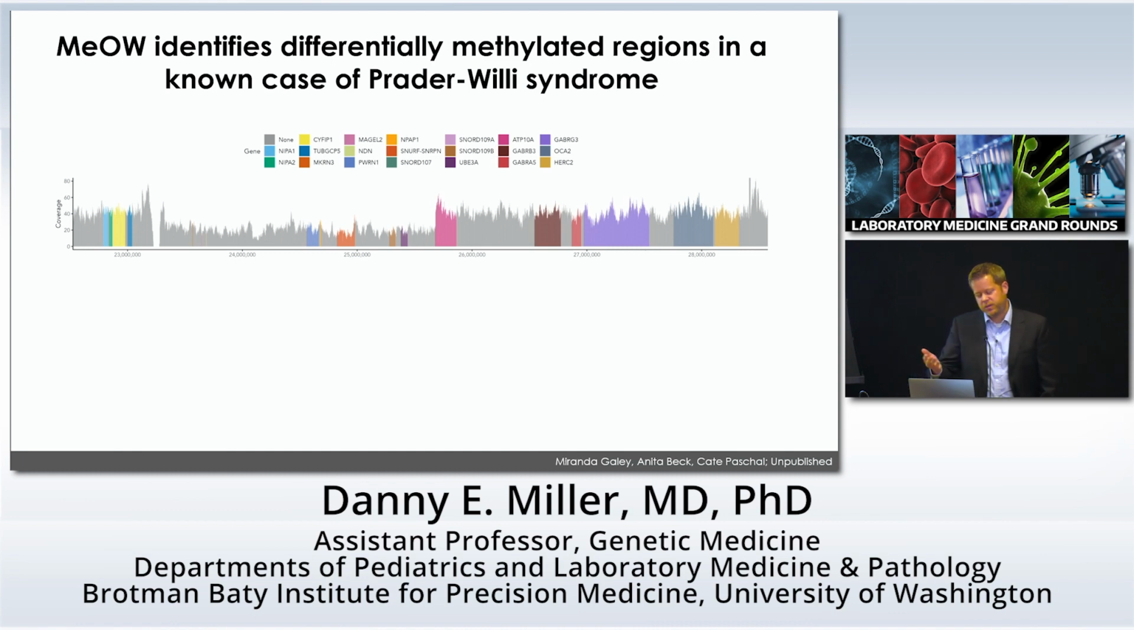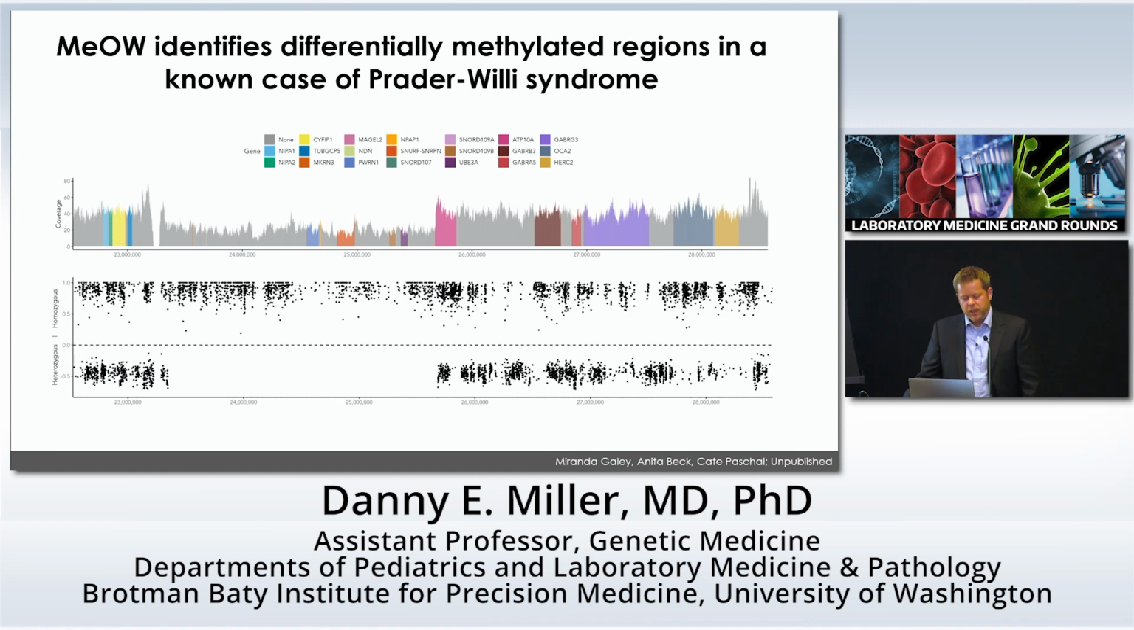So using the same data source, using long-read sequencing, you can get information about the polymorphisms as well. So we have homozygous polymorphisms here on top and heterozygous polymorphisms on the bottom. So you would expect within a deletion that you would lose all of your heterozygous polymorphisms, which is what you see. So it's a nice confirmation that you've actually got a real deletion here.